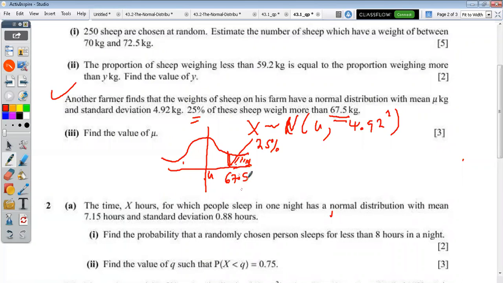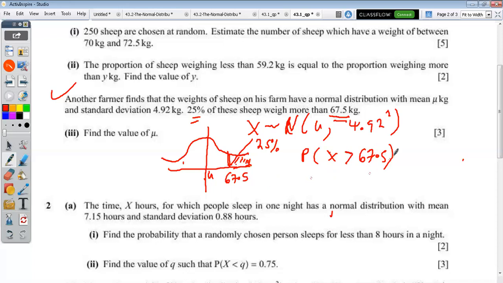25% is more than that. Clear now? Now, if we were given the mean, we would say the probability that X is greater than 67.5. Are we agreeing? That's what we would say, the probability that this is greater than that. Making sense now? That's what we would do, okay?